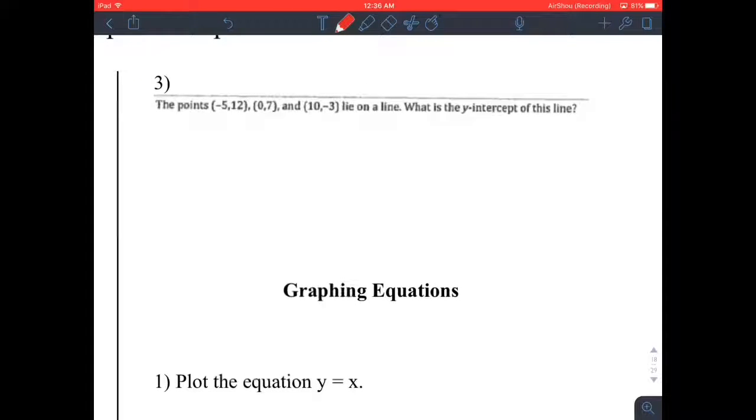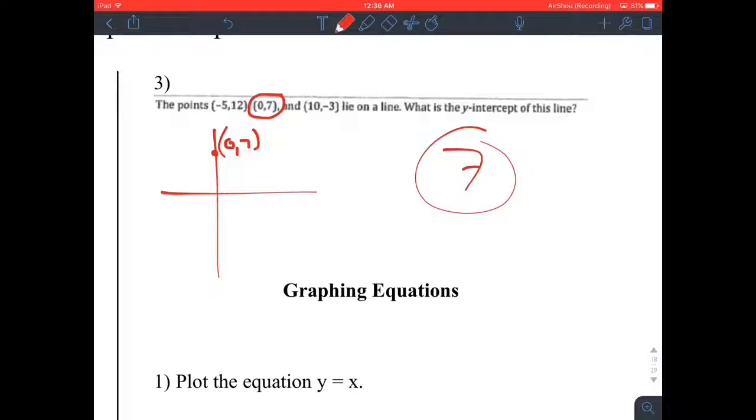Number 3, the points given are on a line. What is the y-intercept of this line? Well, depending on the problem, this could be complicated, but it's not for this. The y-axis, any place on the y-axis, the x value has to be 0. Because the x value tells you how far to go left or right. The y-intercept is 7. It tells you that by telling you that the x value is 0. Done.